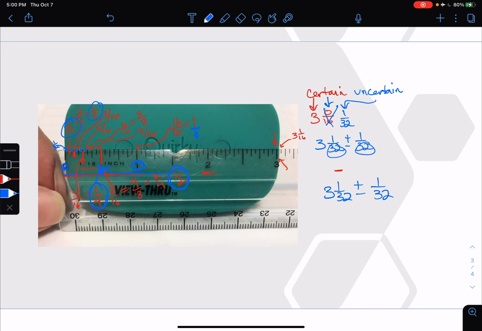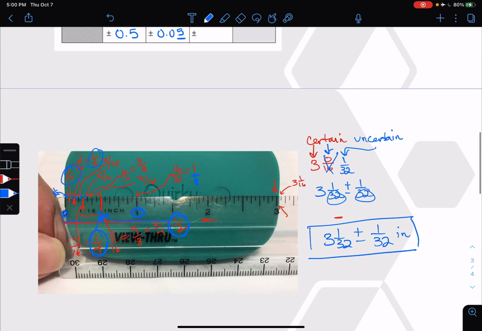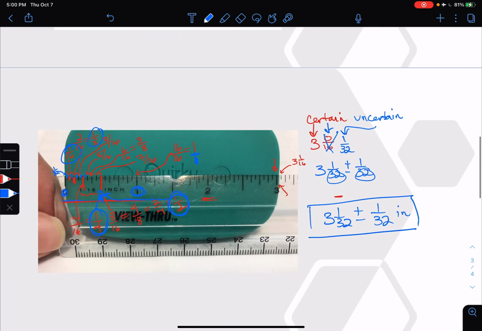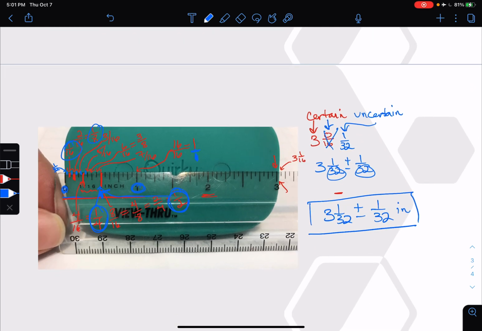So we'd say that we have 3 and 1/32 plus or minus 1/32, and we want to make sure we get our points, so we'd put inch, and that would be the answer. And we would scroll back up here and put 3 and 1/32, plus or minus 1/32 there.